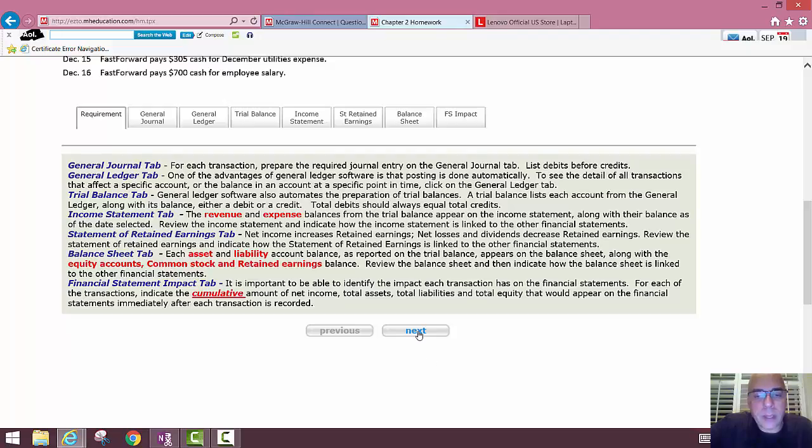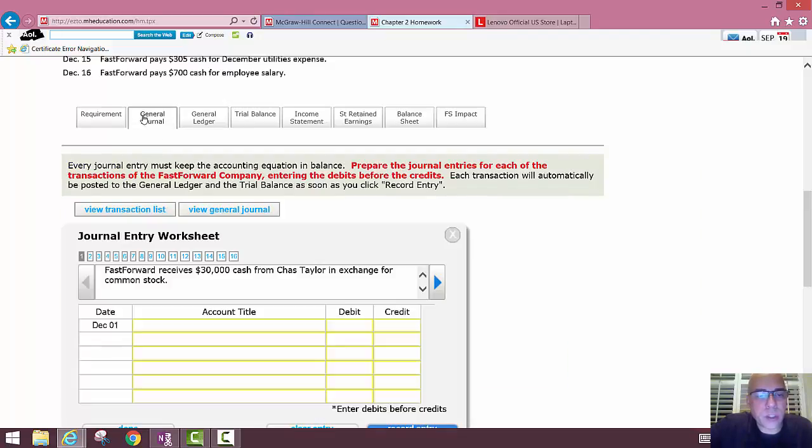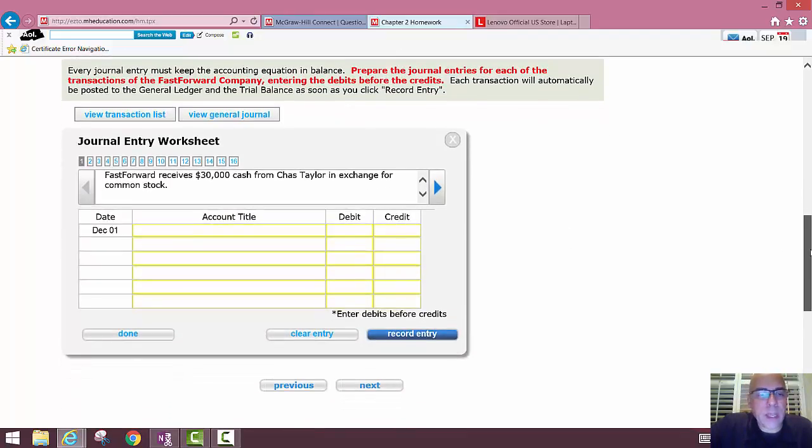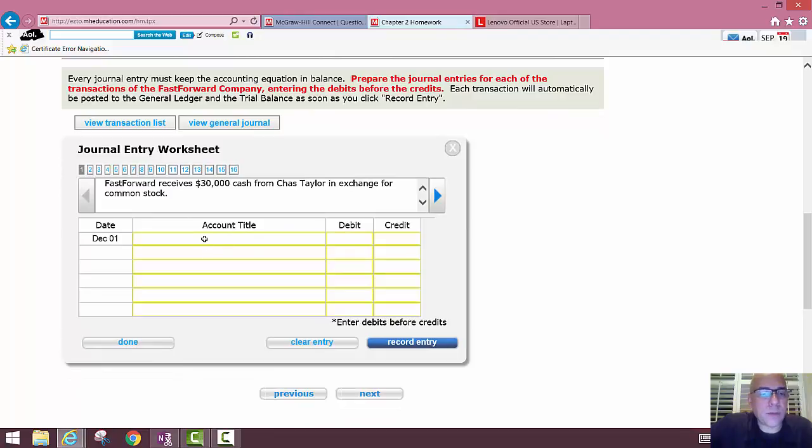But let's go ahead. We're past the instructions here, so let's just go to our general journal, and we're going to record these transactions as they occur here. These are the different dates, I think it goes all the way from December 1st through December 16th in this example. And this first one, they tell us that they had some cash and they issued the common stock for the cash, probably starting the company out here.